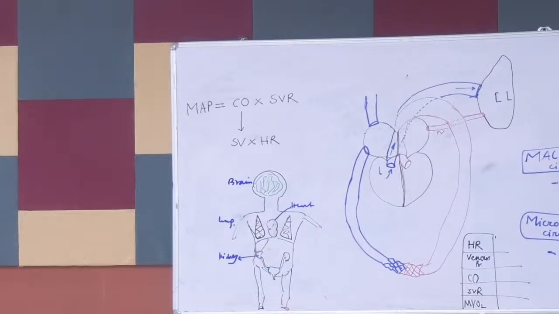Okay, and what will happen to the MVO2? Mixed venous oxygen saturation. This is a tricky question. What will happen to the mixed venous oxygen saturation in septic shock? Actually, the extraction is very low, because in septic shock or distributive shock there is arteriovenous shunting also here. So there is not effective extraction of the oxygen by the tissues.